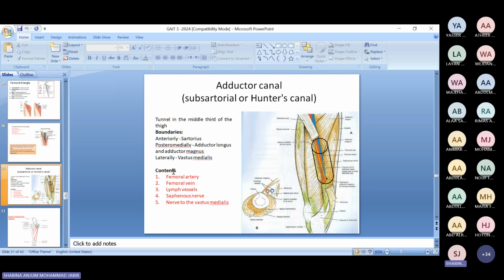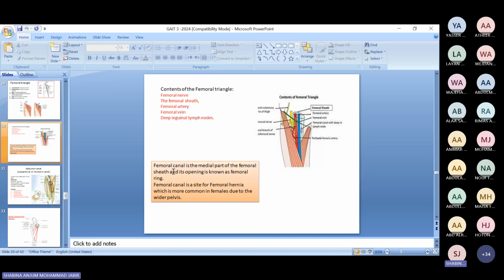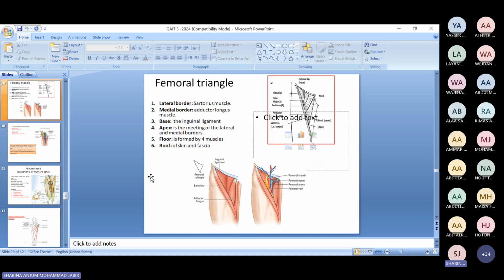Now there is one more hidden story here. This is the sartorius muscle, which is a long muscle, right? And this is the apex of the femoral triangle, where it will finish.